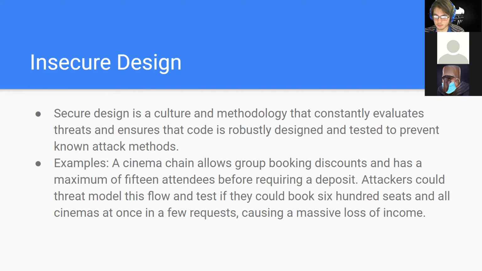After that will be insecure designs, which is mostly when you design a product, most people build it so they will find a way to prevent most known attack methods. An example I found on the OWASP website is a cinema chain that allows group booking discounts, with a maximum of 15 attendees before requiring a deposit. An attacker could make a threat model of this and test if they could book 600 seats in all cinemas at once in a few requests, causing a massive loss of income. So this is like writing code without some kind of testing, just to be sure about improper sanitation.